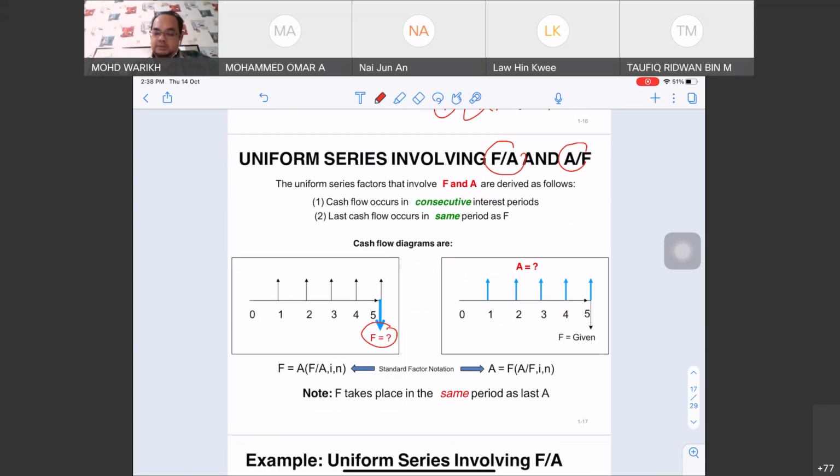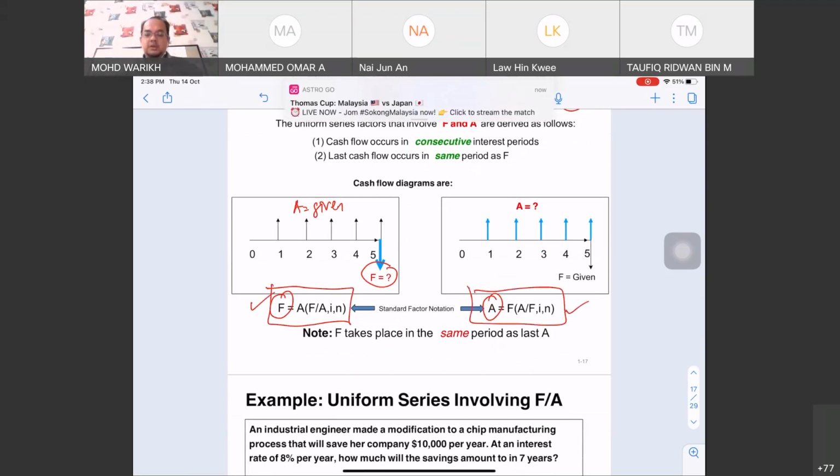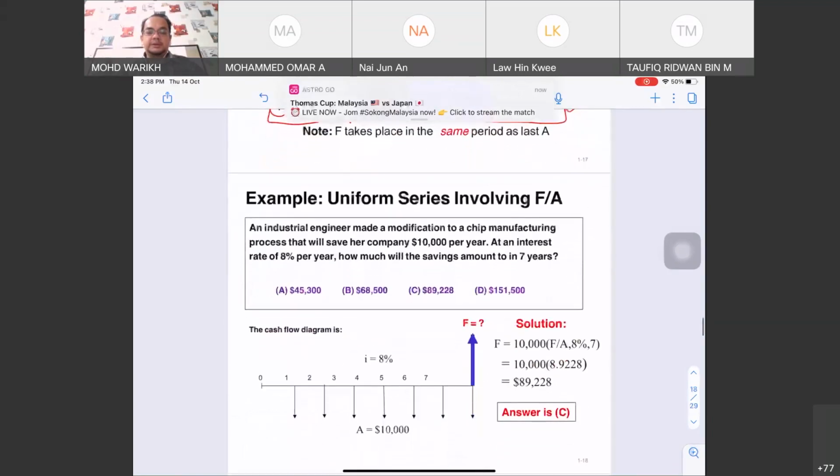So this one is given. This one you have to find, F. Make sure that this formula is the correct way. Okay, make sure of that. So we go to the example here.